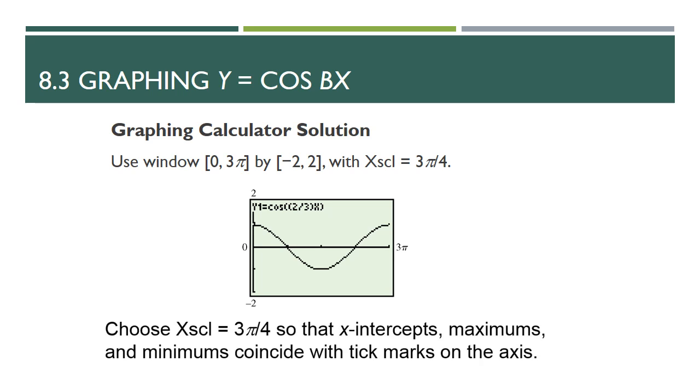On your graphing calculator, you would use a window from 0 to 3 pi, and we use -2 to 2, even though it doesn't go there, just to give you some room. The x scale is 3 pi over 4. Why 3 pi over 4? Well, that's what you get when you divide 3 pi by 4, and it will make sure that the marks on the graph coincide with the marks that we put on our graph sketch.